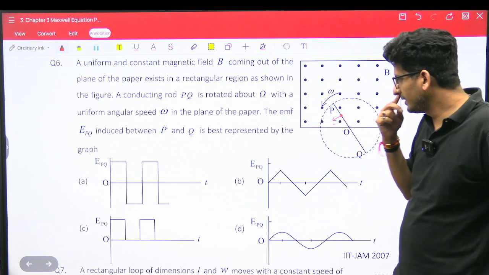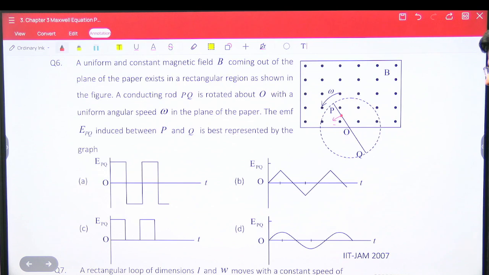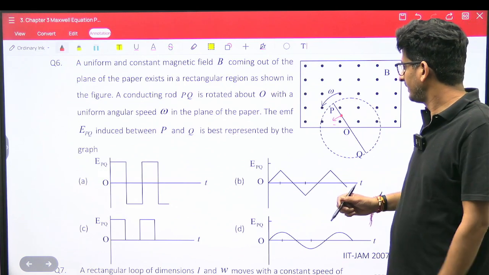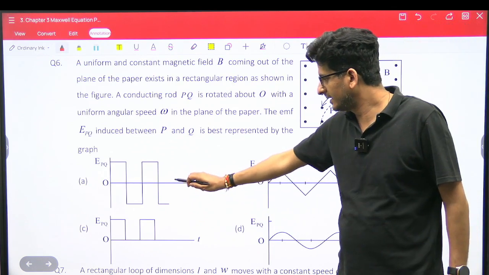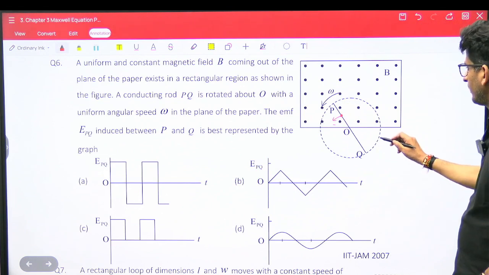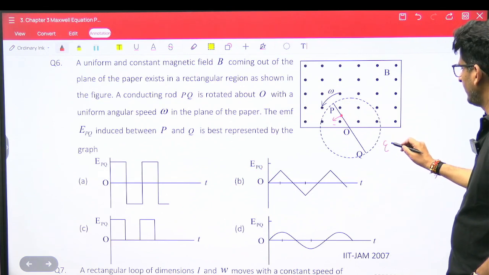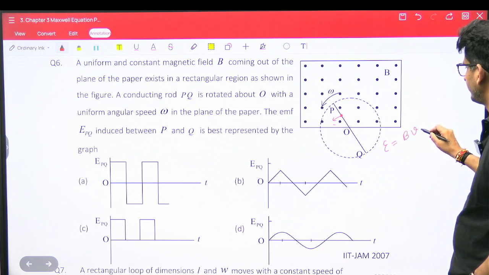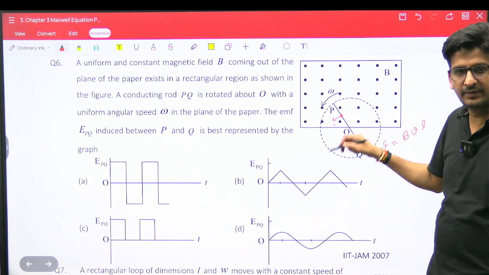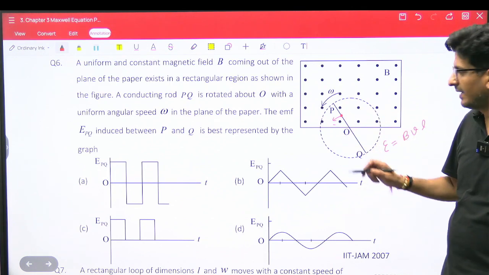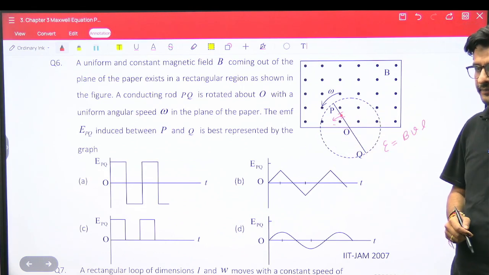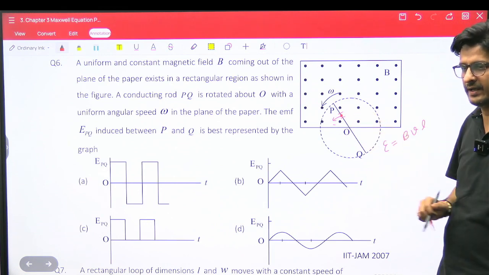Okay, so if you see V_PQ, what will happen? Obviously, either this option will be correct, or this will be correct, because you know your motional EMF will be BVL. And to derive the actual relation, I will have to take a small part, because this small part is moving in a straight line. Otherwise, this length is rotating.